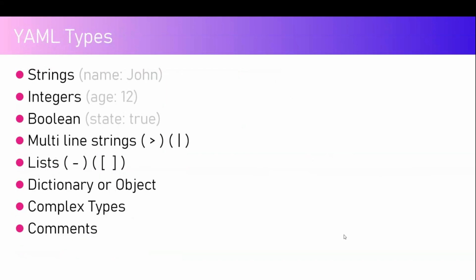Now, what are the different YAML data types? So some of them are strings. Now, a string in YAML is just a piece of text. So as you see over here on the screen, name colon John. Now this space after name colon holds a meaning in YAML. A string can be represented just without a quote, or you can use a double quote, or you can use a single quote. Then there are integers, floating point, boolean, multi-line strings, lists, dictionary or object, complex types, and you can even comment in YAML.